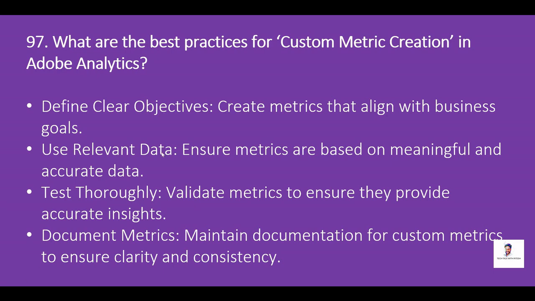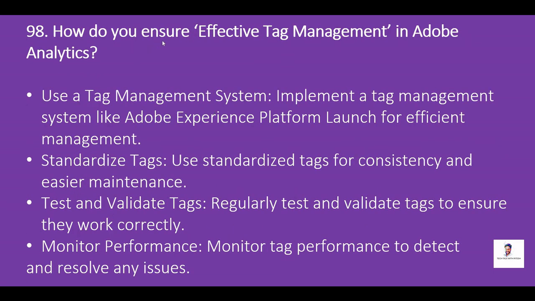Okay, but yeah, let's see this example again. How do you ensure effective tag management? Use a tag management system. Implement a tag management system like Adobe Experience Platform Launch for efficient management. Standardized tags. Use standardized tags for consistency and easier maintenance. Test and validate tags. Regularly test and validate tags to ensure they work correctly. Monitor performance. Monitor tag performance to detect and resolve any issues.